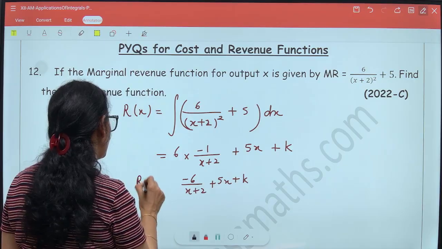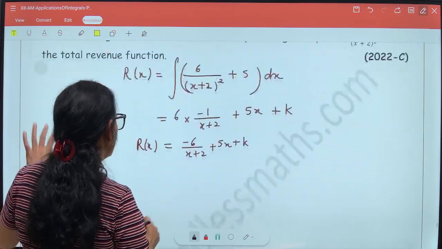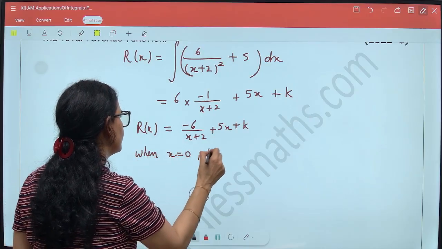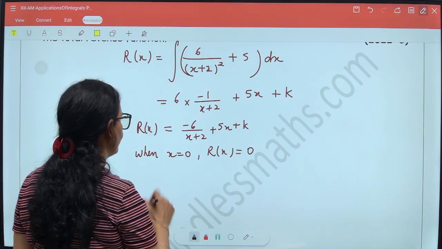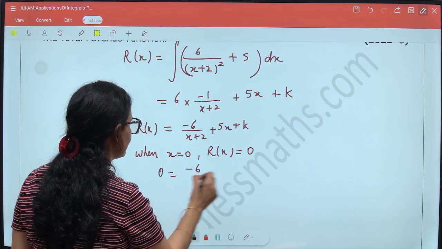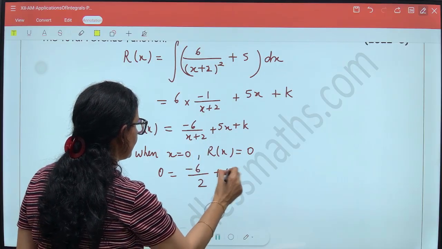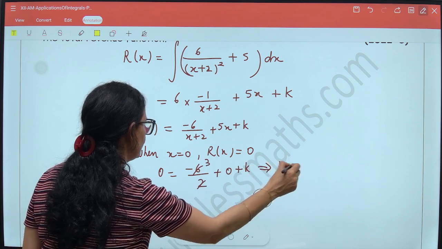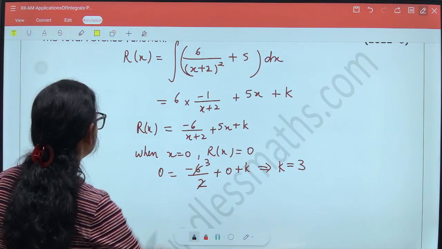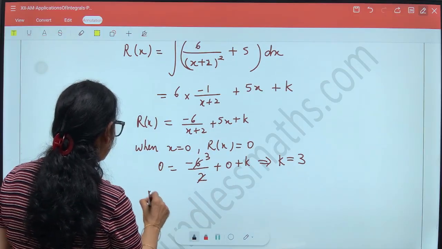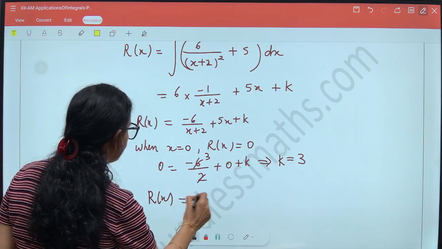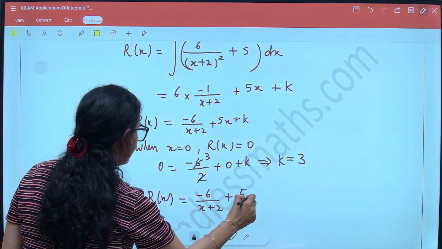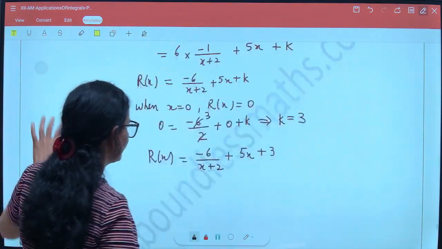Now because we are not given any other condition, we'll use that when x is 0, the revenue is also 0. So that means 0 equals minus 6 upon 0 plus 2, that is 2, plus 0 plus k. So this means the value of k comes out to be 3. So the final total revenue function becomes minus 6 upon x plus 2 plus 5x plus the constant of integration, that is 3.